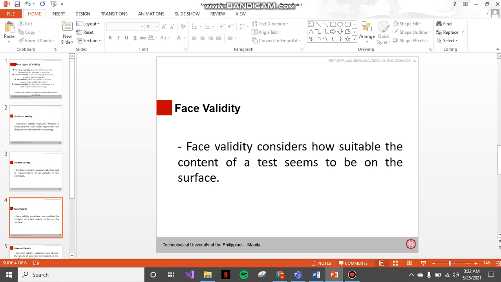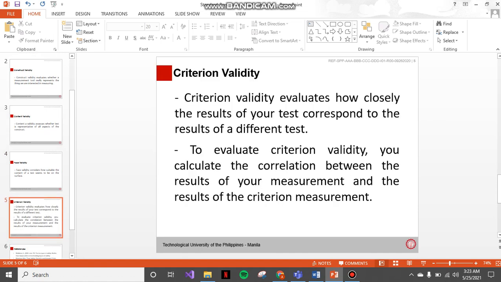So you can face validate using a superficial and subjective assessment of whether or not your study or test measures what it's supposed to measure. The best way to establish face validity is by asking people to rate the validity of your test. So let's move on to the last one. This is called criterion validity.